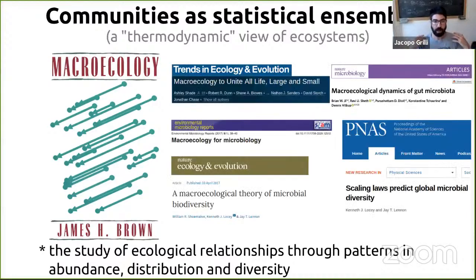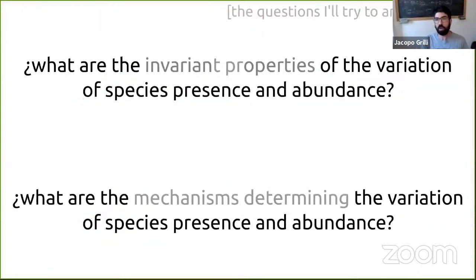There is an increasing body of work using the macroecological approach in microbial communities. And so the work I present here is inserting itself in this direction of work. Great. So the two questions that I more explicitly try to answer today are: what are the invariant properties of the variation of species presence and abundance, and what are the mechanisms determining this variation?